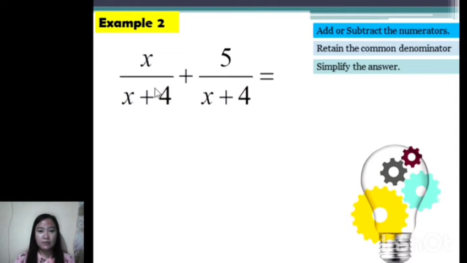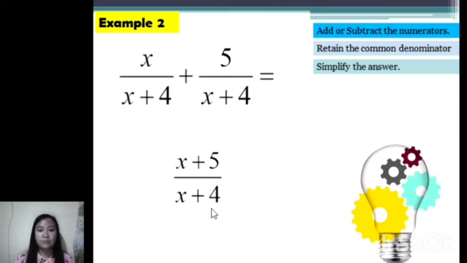Next example, x over x plus 4 plus 5 over x plus 4. First step, add or subtract the numerators. Second, retain the common denominator. So that will be equal to x plus 5 over x plus 4. That is now the simplified answer in adding x over x plus 4 plus 5 over x plus 4.